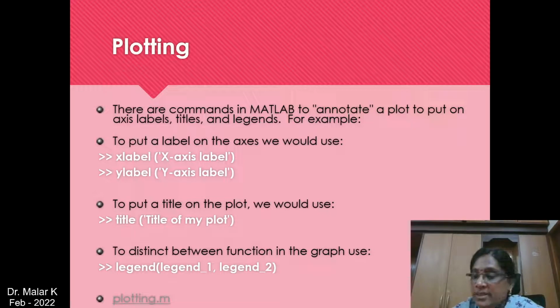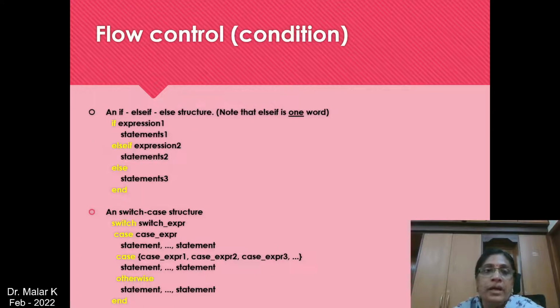Suppose you want to give a title. The title could be time or distance or speed. Using title gives the title of my plot. To distinguish between the functions in the graph, whenever we need to distinguish between the functions with respect to the graph, we have the command legend. So, legend 1, 2.